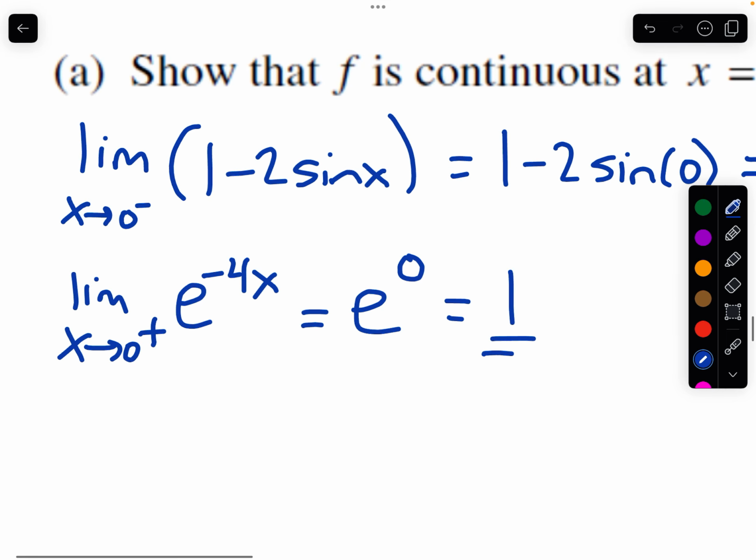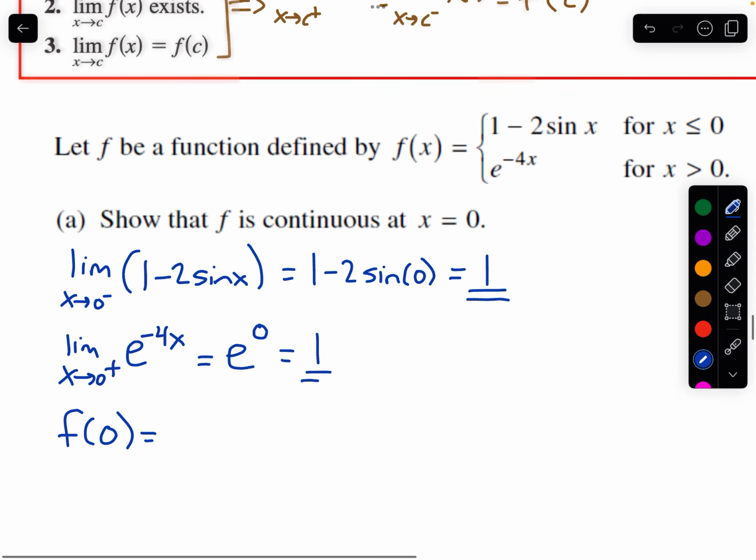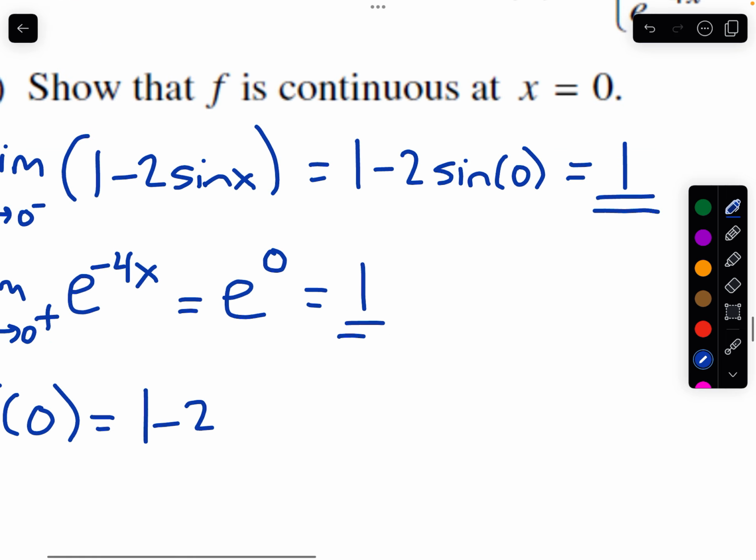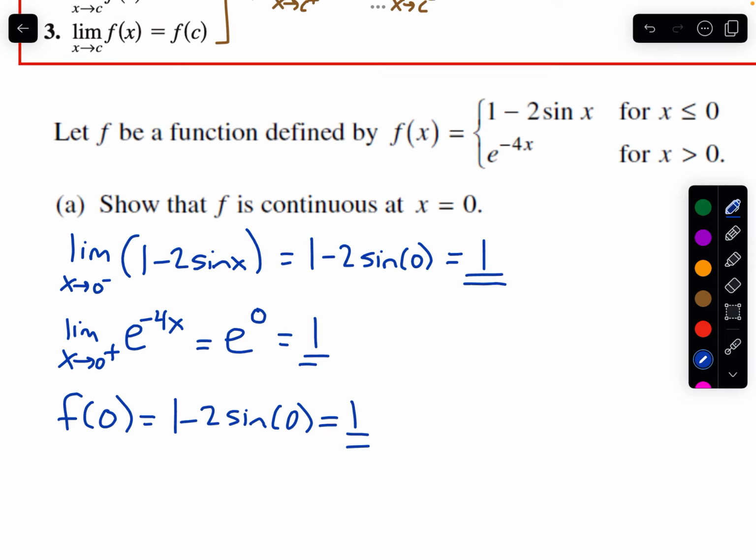Now, this last part is somewhat trivial for a piecewise function that only has two pieces, because f of 0 will be using this top piece because that's where x is equal to 0. We already know that's going to be equal to 1, but let's go ahead and show it anyway. This becomes more interesting when there's more than two pieces to a piecewise function.